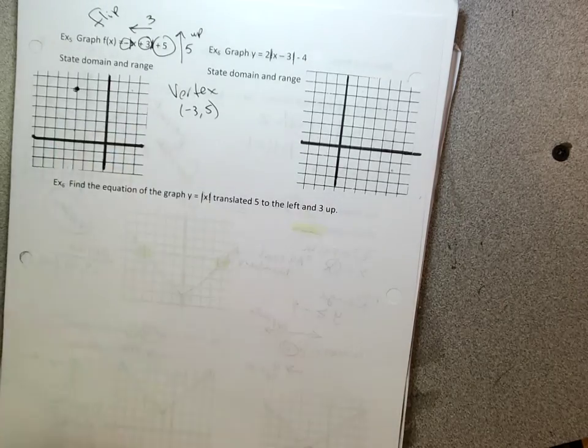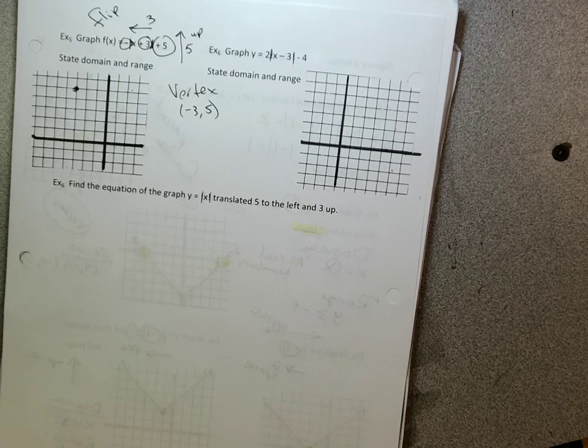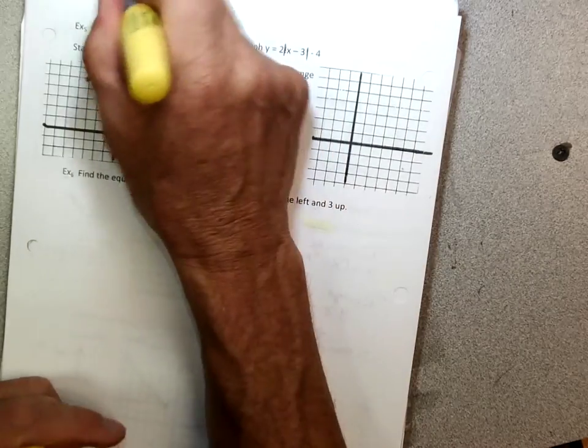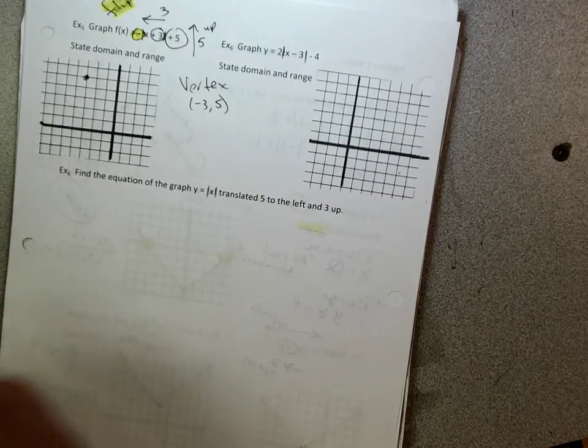There it goes. Now, we need our absolute value shape. We need that V, right? But we're going to make it upside down. We're going to flip it, okay? So we're going to take our graph and draw it upside down.